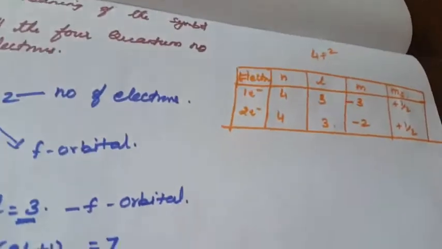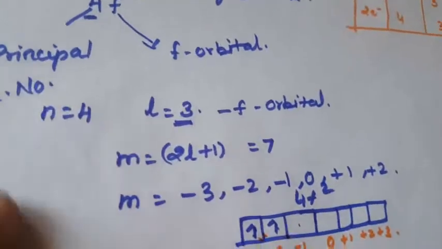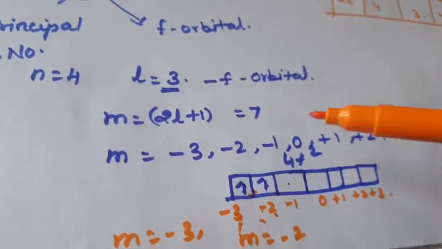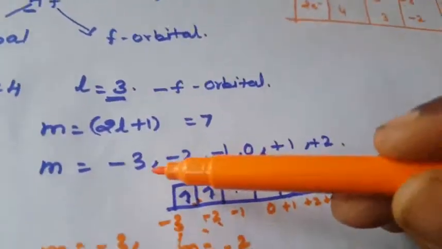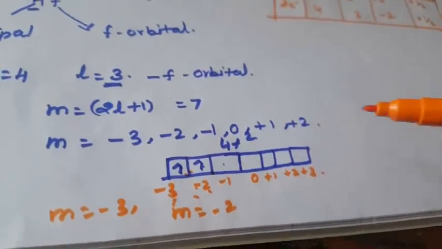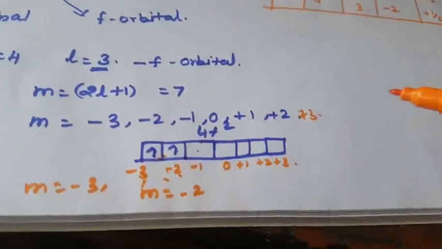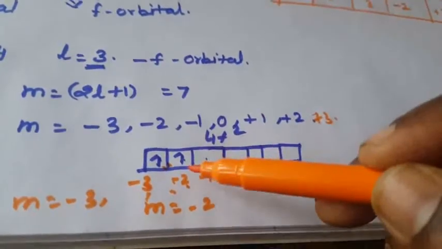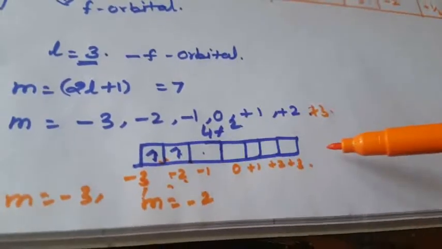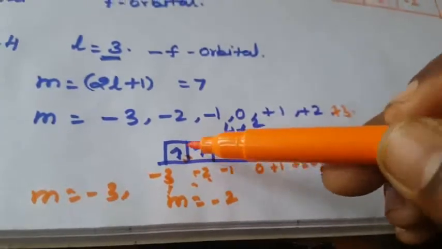So you can understand how to write the 4 quantum numbers. First, n is equal to 4, l is equal to 3, right? Then m, what is that formula? 2l plus 1, which is 7. 7 suborbitals are possible: minus 3, minus 2, minus 1, 0, plus 1, plus 2 and plus 3. So here 4f2. How to fill the orbitals? Likewise we are arranging the electrons, but here only 2 electrons are in the 4f orbital, so I am writing only 2 electrons.